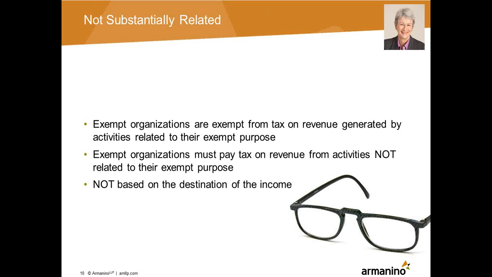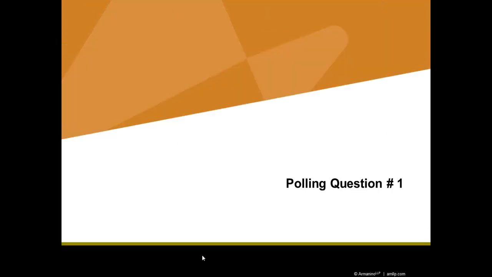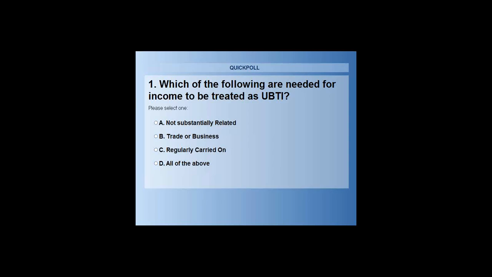So Debbie, I think that brings us to polling question number 1. Thank you, Lynn. So as a reminder, if you're doing CE credit, you need to answer 3 of our 4 polling questions. And our first one is, which of the following are needed for income to be treated as unrelated business income? Is it A, the income must not be substantially related or unrelated to the organization's purpose? B, it must be a trade or business? C, it must be regularly carried on? Or D, all of the above?